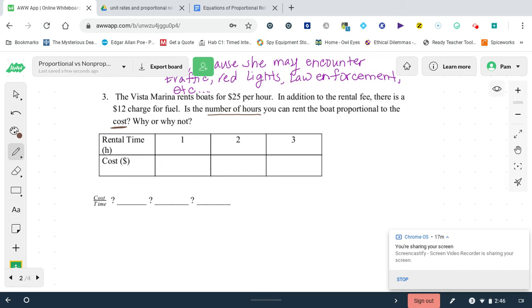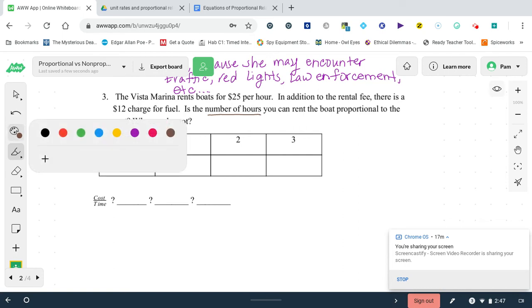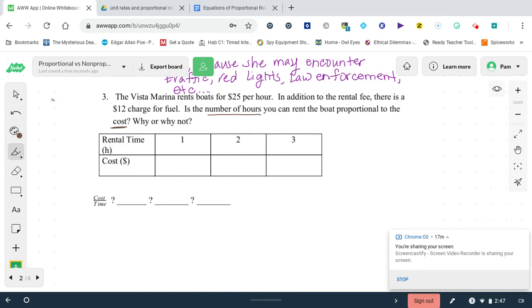So let's just see. Well, if you look at the table, I got some information that's missing. Whereas in example 1 and 2, I had all the information in the table. But we can use common sense and figure out what goes in the table. All right, so let's suppose you want to rent the boat for 1 hour. Well, what do you have to pay if you rent the boat for 1 hour? Well, it says you have to pay $25 for every hour. So you're paying $25 for every hour.